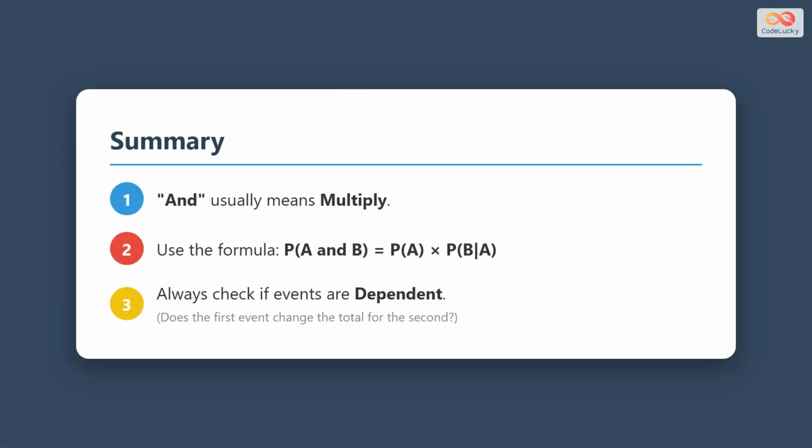To wrap up, remember these 3 points. The word "and" usually signals multiplication. Always use the formula P of A multiplied by P of B given A, and most importantly, always check if your events are dependent. If the first event changes the total count for the second event, you are dealing with conditional probability.